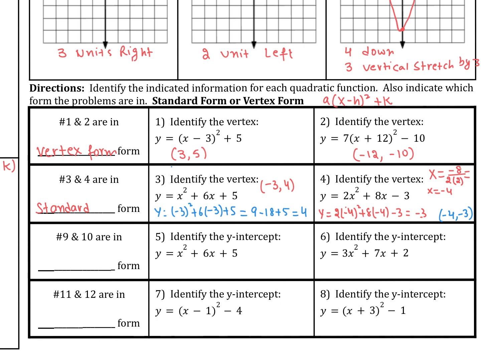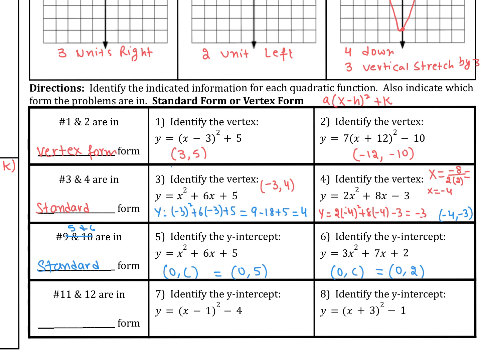5 and 6 are in standard form. 0 comma c, which is 0 comma 5, and 0 comma c, which is 0 comma 2, are the y-intercepts.